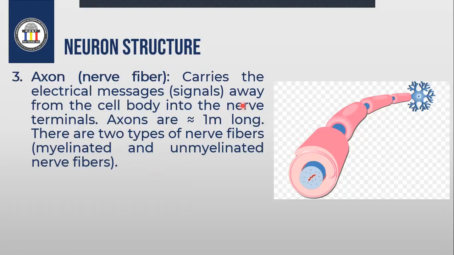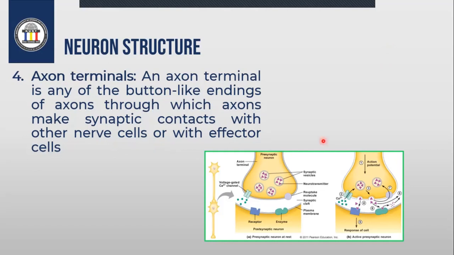We have the axon, which is the most important part for carrying the electrical signal to the other neuron. It carries the electrical message away from the cell body to the nerve terminal, or the axon terminal. Axons can be 1 meter long, and we have two types of nerve fibers: a myelinated one and an unmyelinated one. We will talk about both. For example, this one is the myelinated nerve fiber, and we will see what the unmyelinated one is.